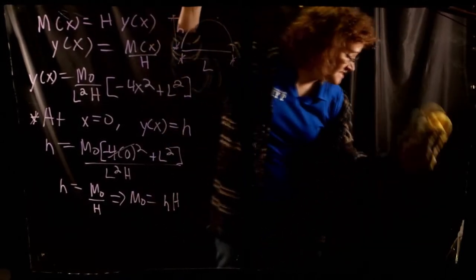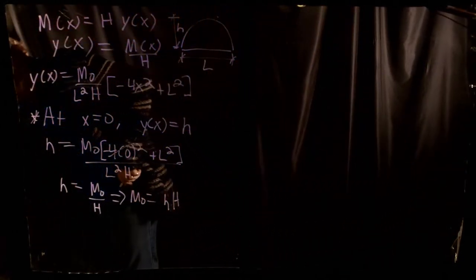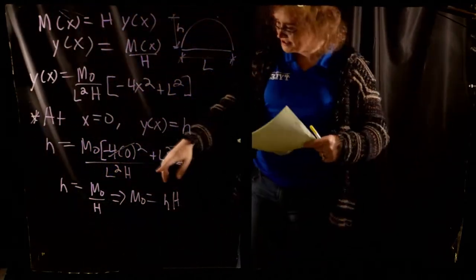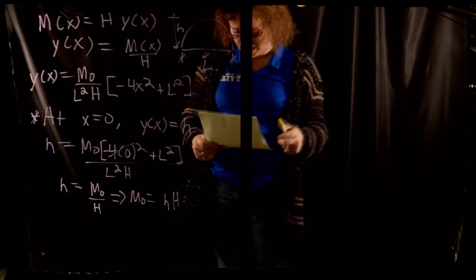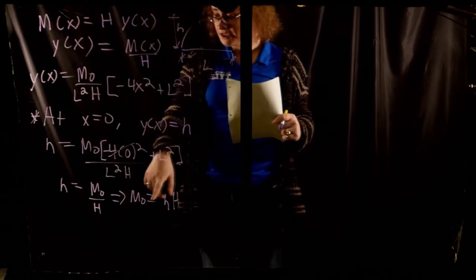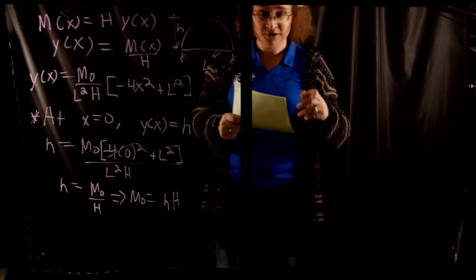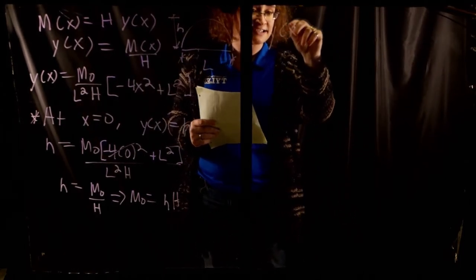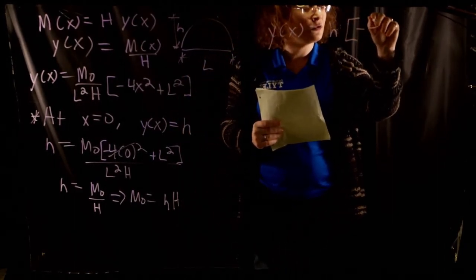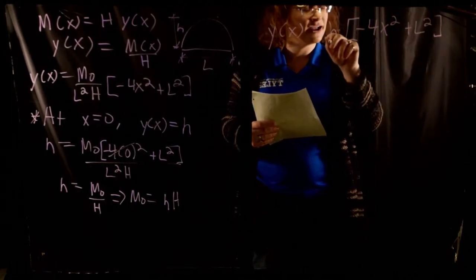So we're almost there. We just need to get our final arch profile equation. So we have this, and now all I'm going to do is substitute. I know that m naught equals lowercase h times h, so I'm going to substitute this into this expression. And so then if I do that, I can conclude that y as a function of x is equal to h times negative 4x squared plus l squared, divided by l squared.